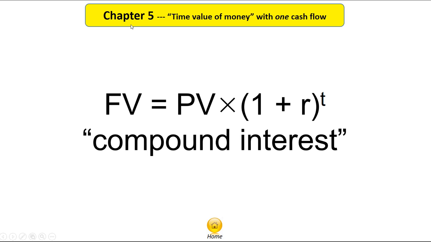Chapter 5, Time Value of Money with One Cash Flow. That's kind of my title of this chapter. We learned one formula in this entire Chapter 5: FV equals PV multiplied by (1 plus R) raised to the power T. And we learned about compound interest. So let's look at Chapter 5 in more detail.